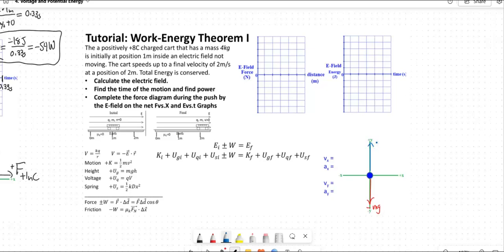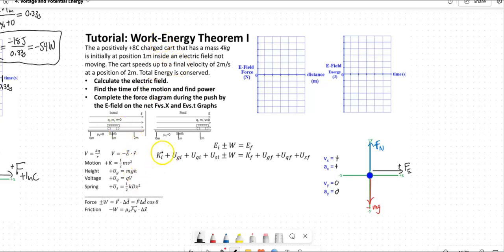So mg is down, the normal force is up. And the only thing acting on the cart's motion horizontally, in the direction of its motion, is the force due to the electric field. The object is moving to the right, it's accelerating to the right, it's not moving up or accelerating up or down. Okay, so that's a real mini force diagram just to make sure we completely understand the prompt.